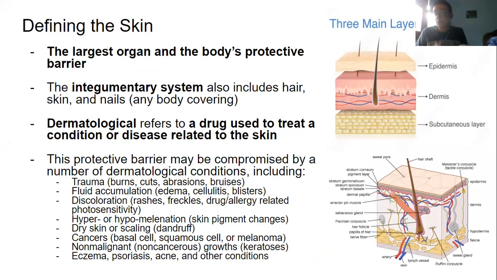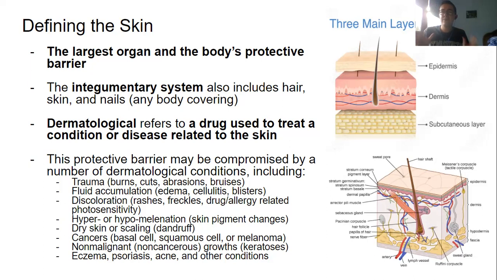Now, it's also known as the integumentary system. Now, the integument is not just the skin, but also hair, nails, any body covering. That all makes up the integument. Now, dermatological refers to a drug used to treat a condition or disease related to the skin.